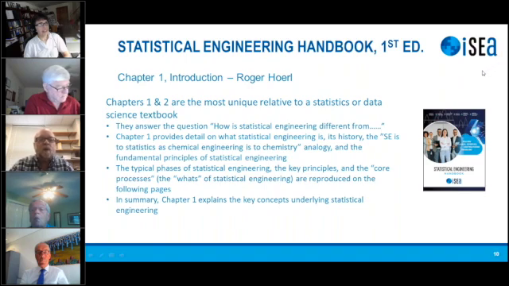So this chapter really answers that question of what's unique here. It explains what statistical engineering is, including a specific definition from ISEA, its history, where it came from. We also use the analogy to understand statistical engineering, that statistical engineering is to statistics as chemical engineering is to chemistry. So we explain that in a little more detail and then talk about some of the fundamental principles. Now, 3 of the key aspects of this are the typical phases of statistical engineering efforts, the key principles underlying the utilization of statistical engineering, and what we call the core processes, which are basically the what's as opposed to the how's. And I'm going to go through those on the subsequent pages, but net, I would say chapter 1 really explains the key concepts underlying statistical engineering.